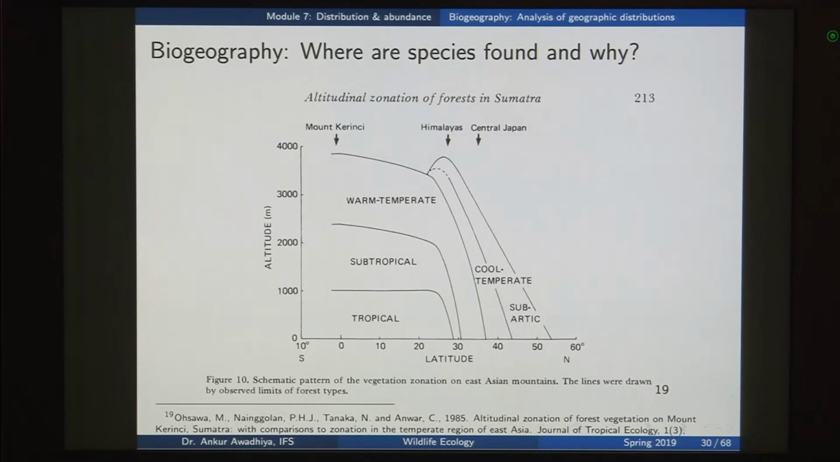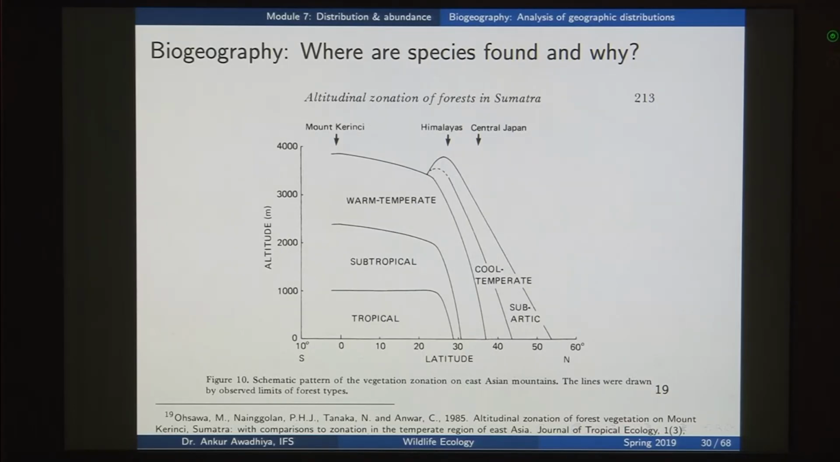Now, in biogeography, when we are asking where certain species are found, or what species are found in a certain area, and why they are found in those areas, the first question you need to ask is, what are the conditions that are available in this area? So you have to talk about the abiotic factors: the amount of sunlight, the amount of moisture, the level of fertility of the soils, the depth of soils, or say the wind speed, and so on.